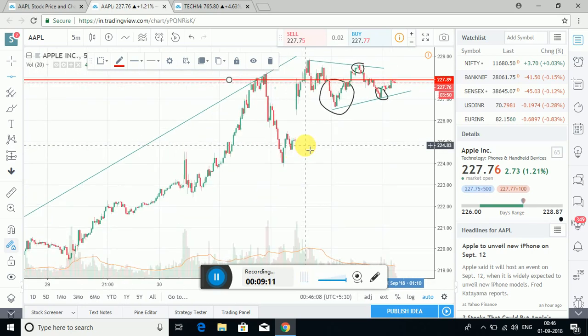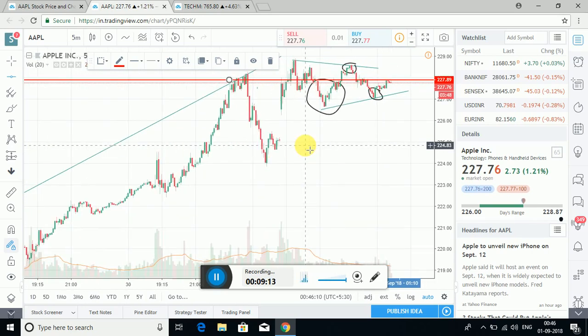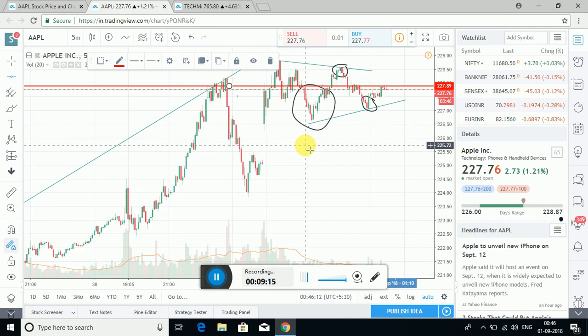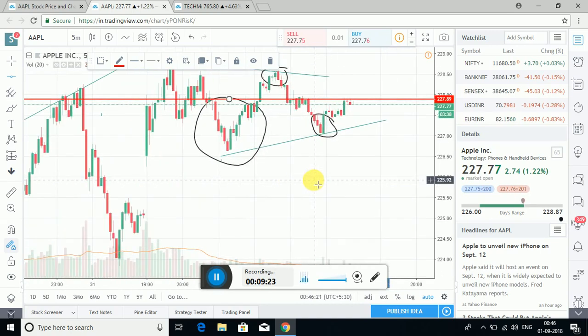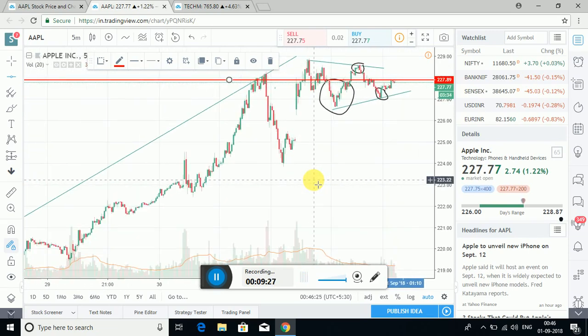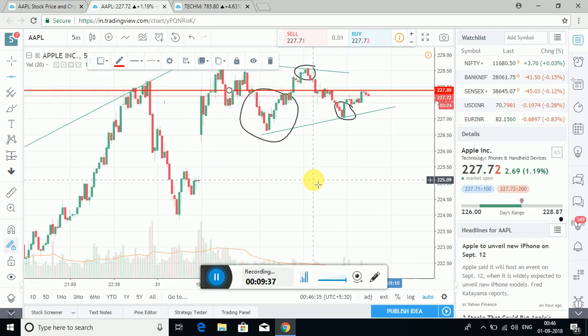So I'm going to wait, and if I get an opportunity to short at this level, if I get an opportunity to trade to sell this script right over here, then I'm going to take that selling position over here. Okay, so this was just a general overview of what things we need to see before we decide to enter into a trade. I showed you my analysis.